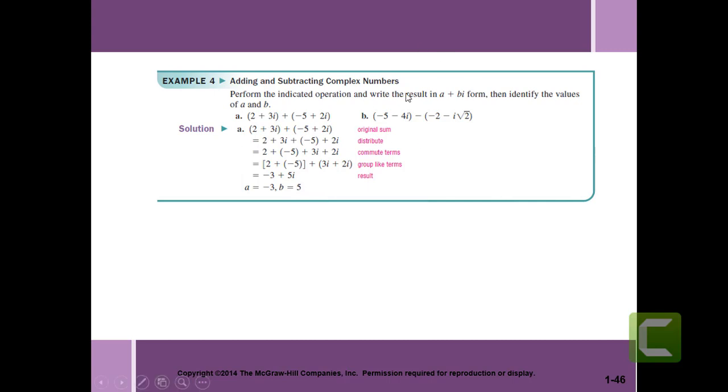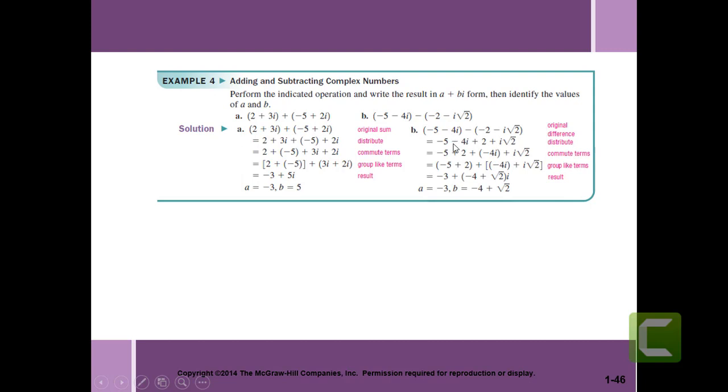Okay, so the only thing we have to do differently over here, since it's subtraction, is we're going to make this a plus. So we're going to make this a plus 2, and then we're going to make this a plus I times the square root of 2. And so if we do that, we get this. And then again, we're going to do the same thing. We're going to move things around and group things by real and imaginary parts. So we get the -5 plus 2 together, and then we get the plus -4i, right?